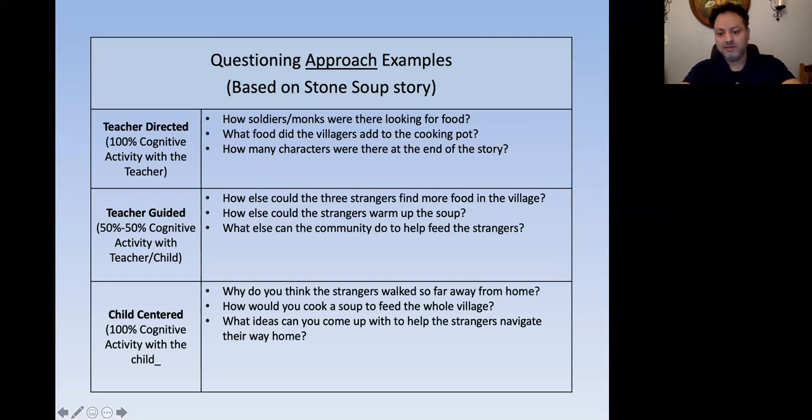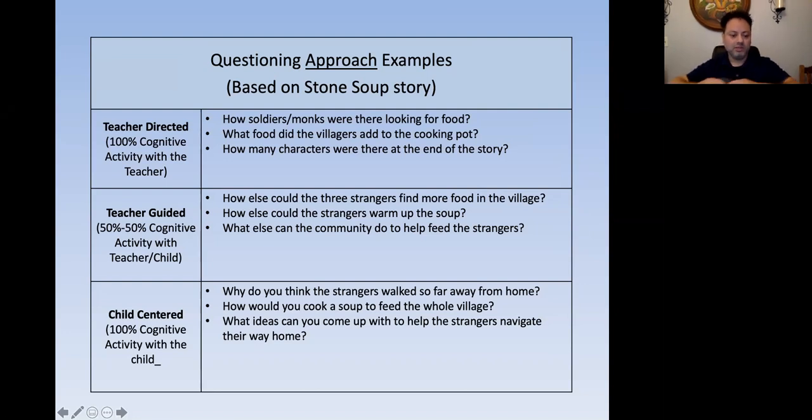So here it's a little bit tougher, right? The children would have to think about it because they know what happened in the book, but now they have to come up with some more ideas. And usually they'll say whatever they eat, right, at home, or what they purchase in the stores, like milk and chips and cookies and all of that. And that's perfectly fine as long as we get them thinking, right? That's what matters. How else could the strangers warm up the soup? That's a good one. What else can the community do to help feed the strangers?